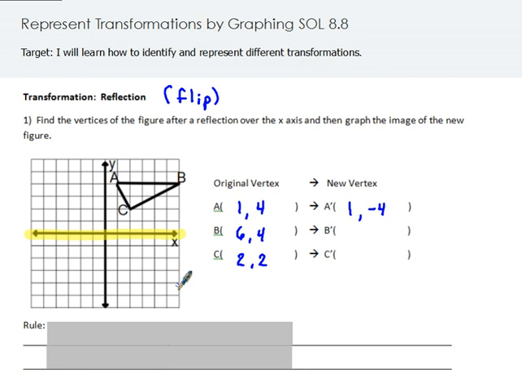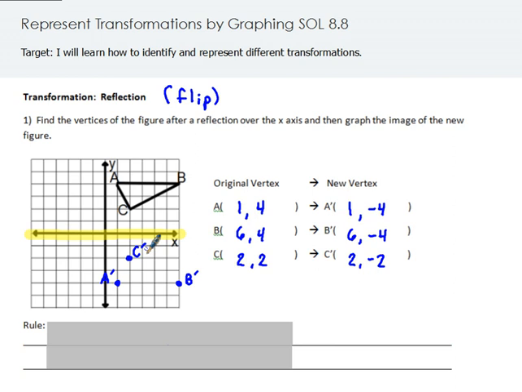B, if we flip it, would end up from the 1st quadrant to the 4th quadrant. X stays the same, Y changes to its opposite. And then vertex C at (2, 2), you're sitting in the 1st quadrant, you should end up in the 4th quadrant, which would be sitting at (2, -2). So if I graph the new figure, I'm looking at 1 to the right, 4 down. Here's my new A. We call that A prime. The new B is 6 to the right and 4 down. That's B prime. And then the new C is 2 to the right, 2 down.